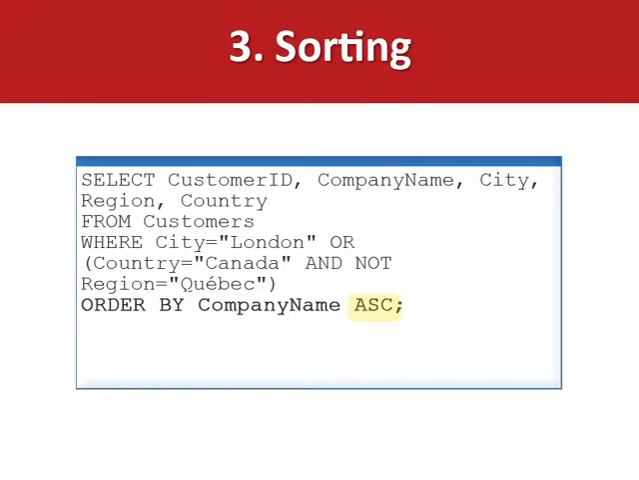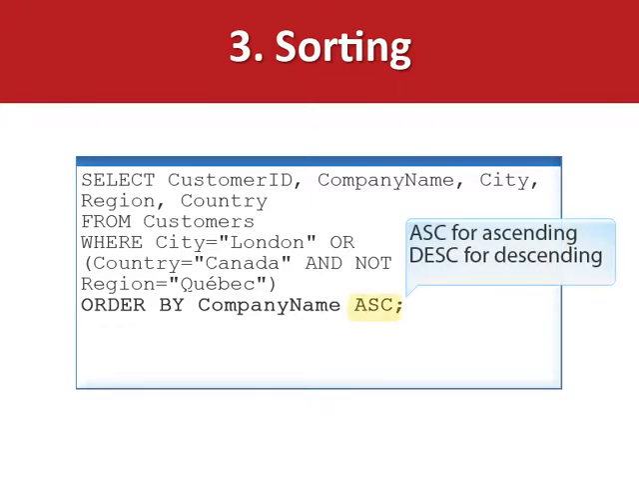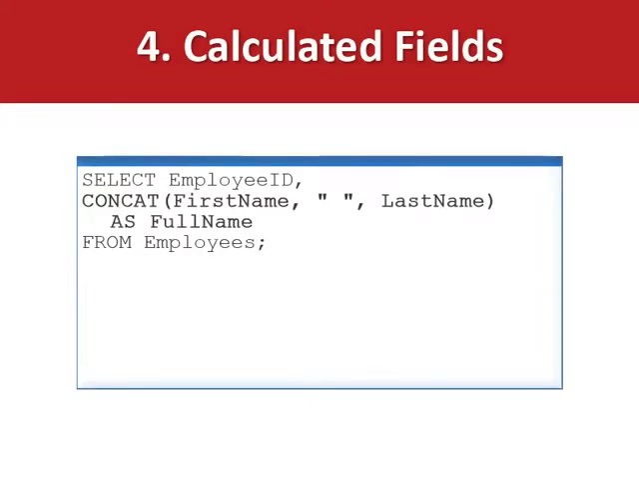And then we can add a final keyword, either ascending or descending, to control the order of the sort. Writing a calculated field is very simple in structured query language.